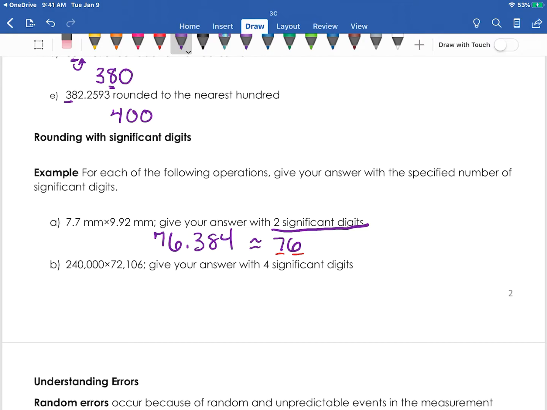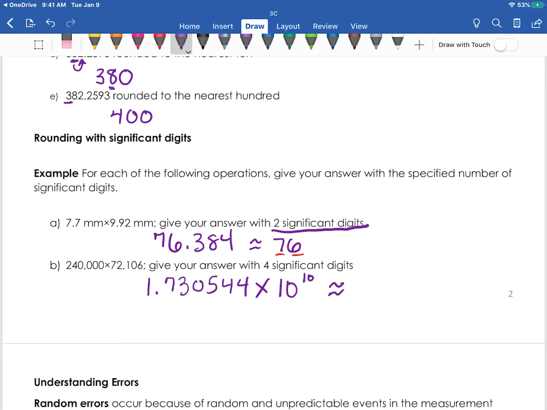In the next example, we're going to take 240,000 and multiply it by 72,106. That's a really big number, and when I put that in on my calculator, it's giving it to me in scientific notation. So that would be 1.730544 times 10 to the power of 10. That is the answer. That is the correct answer.